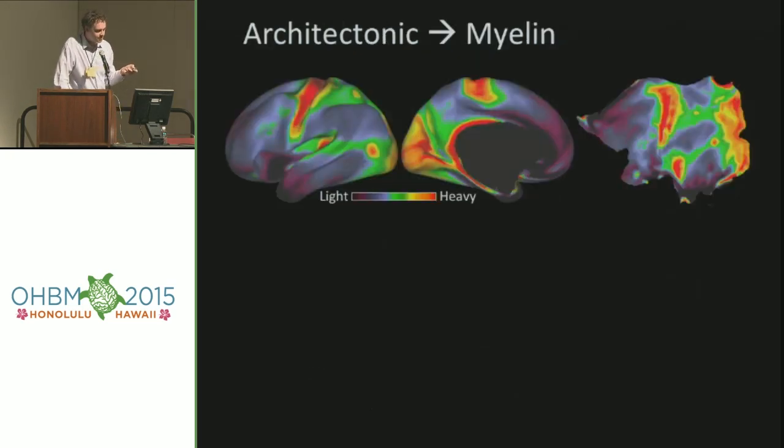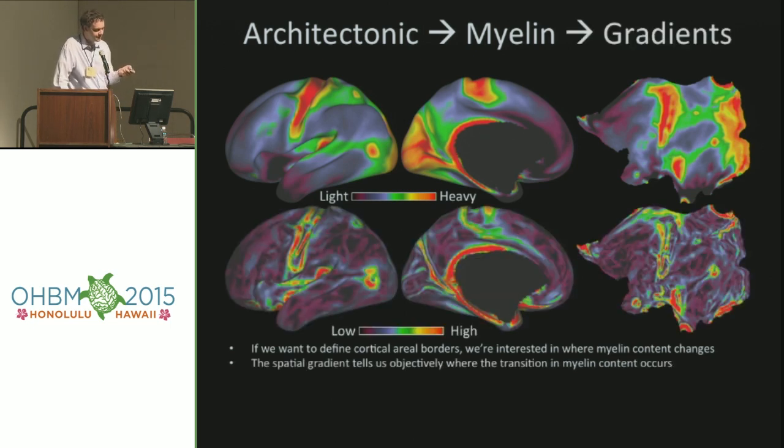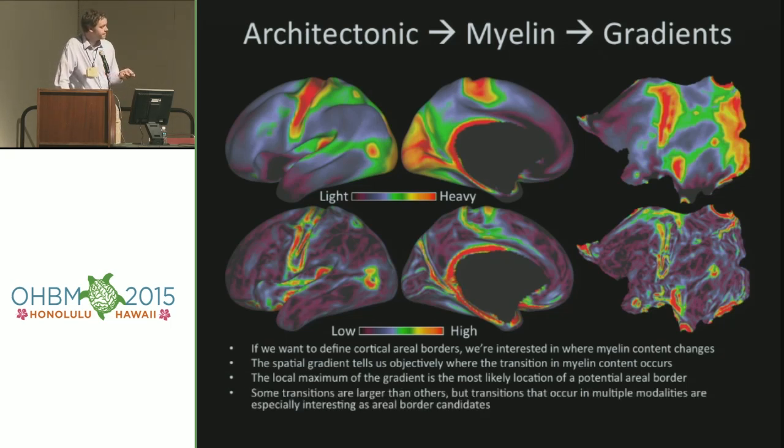So we've already seen the myelin maps here. Again, we're focused on where does myelin content change across the cortical surface, and the spatial gradient tells us objectively where the transition in myelin content occurs. And the local maximum of the gradient is the most likely location of a potential areal border. Some transitions you can see are larger than others, but it's those transitions that occur in multiple modalities that are especially interesting as areal border candidates.